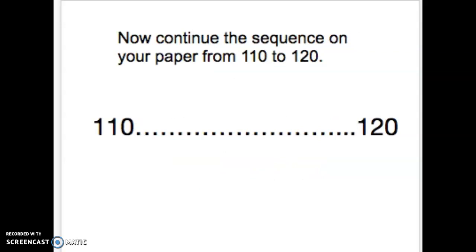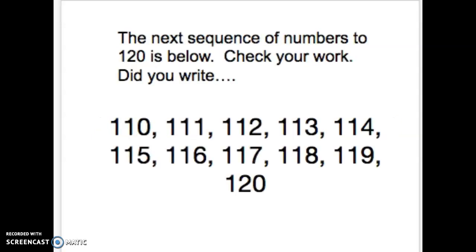Now, continue the sequence on your paper starting at 110 and going all the way to 120. The next sequence of numbers to 120 is below. Check your work. Did you write 110, 111, 112, 113, 114, 115, 116, 117, 118, 119, and 120?